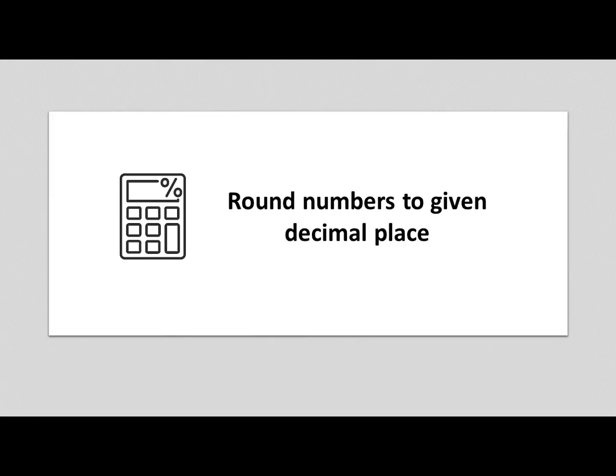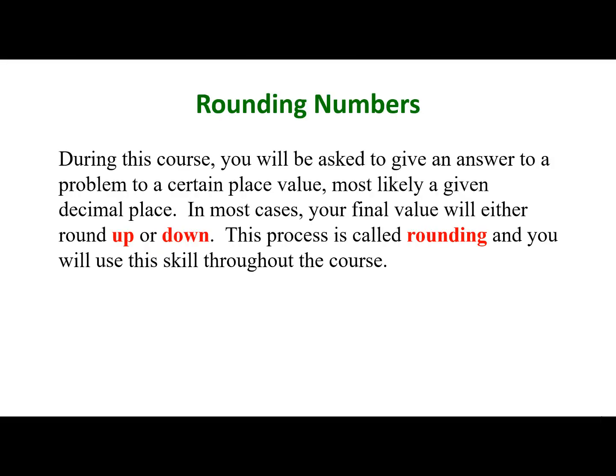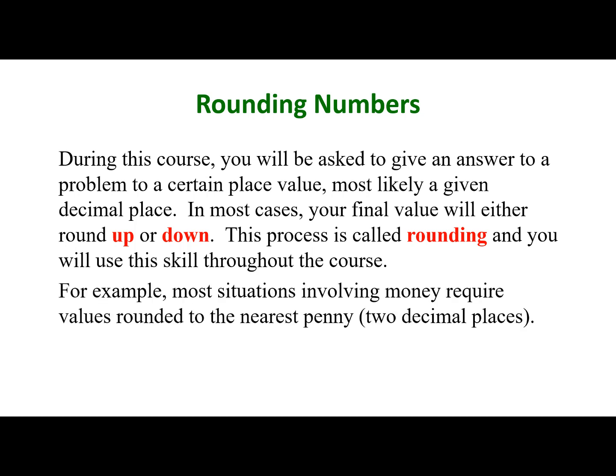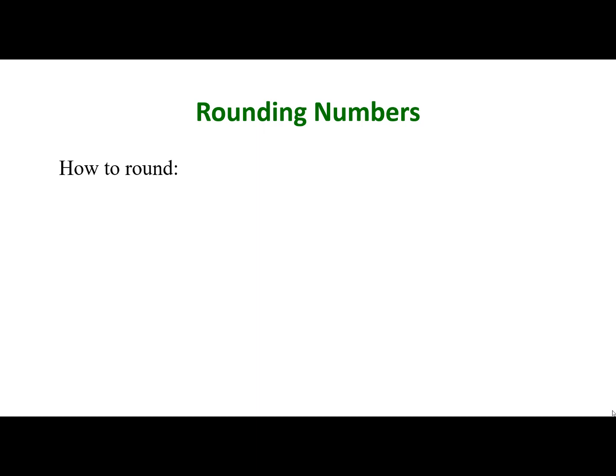Lesson objective number 2. During this course, you will be asked to give an answer to a problem to a certain place value, most likely a given decimal place. In most cases, your final value will either round up or down. This process is called rounding, and you will use this skill throughout the course. For example, most situations involving money require values rounded to the nearest penny, and that's the same thing as two decimal places.